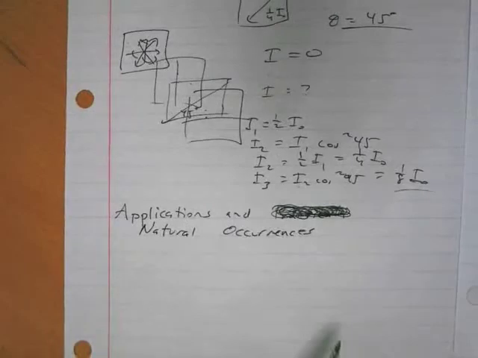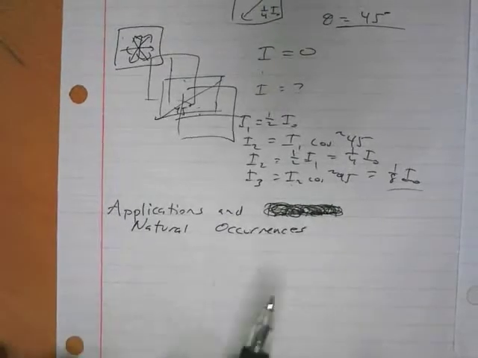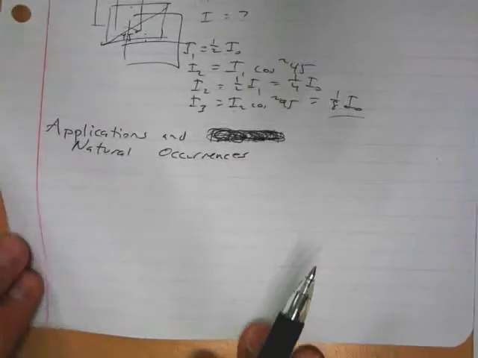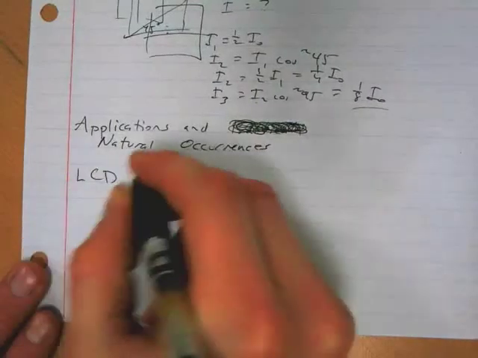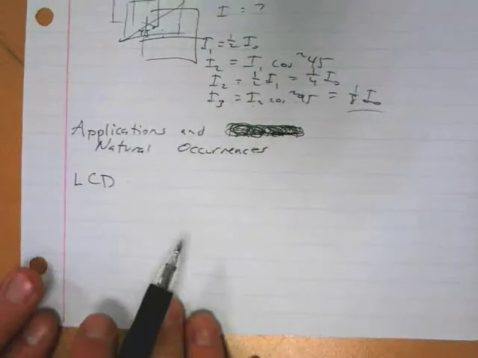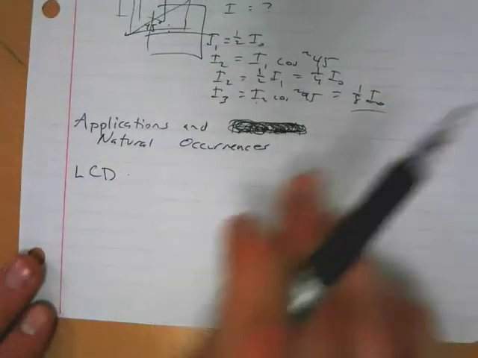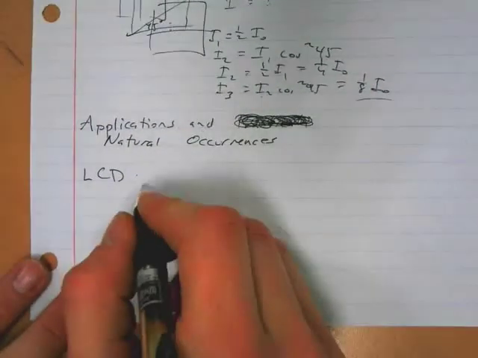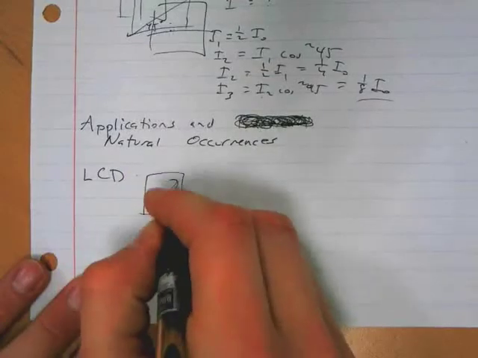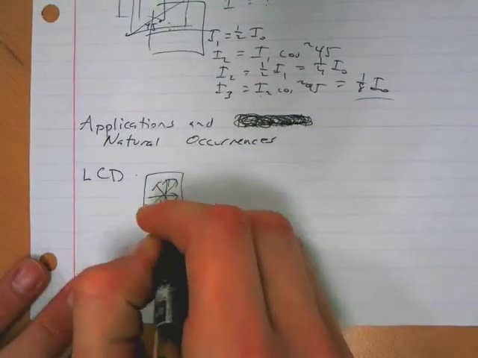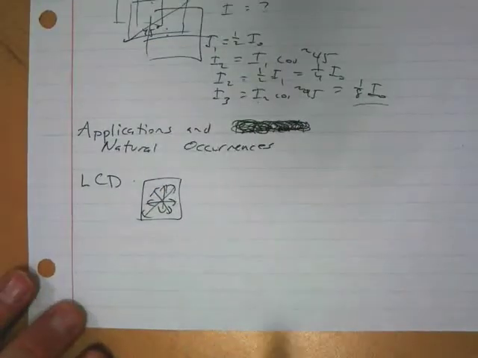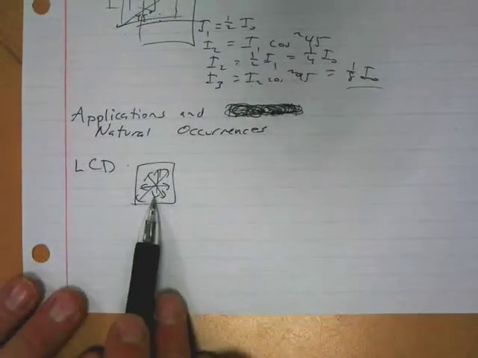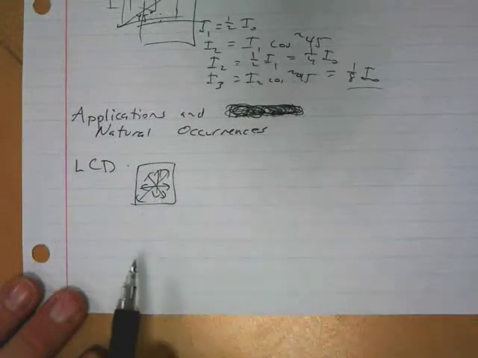Now, there are a couple applications and some interesting natural occurrences that happen that are related to polarization. The first application that I'm going to talk about is an LCD screen, liquid crystal display. And the way this works, LCD is an interesting thing. You have unpolarized light coming in, and most sources of light that we have around are unpolarized. Light from the sun is unpolarized. Light from our light bulbs is generally unpolarized. And so there's this light coming in from the environment that is unpolarized.